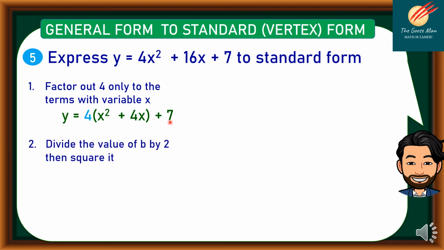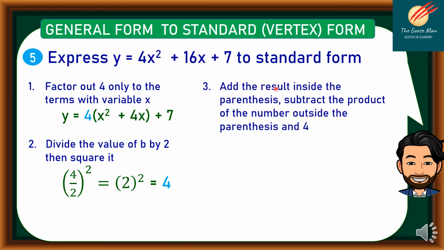Next, divide the value of b by 2, then square it. The value of b here is equal to 4 because this is the numerical coefficient of the linear term, 4x. So divide it by 2. 4 divided by 2 is equal to 2, then square it, so it's equal to 4. Next, add the result to the inside of the parenthesis, and subtract the product of the number outside the parenthesis and 4.